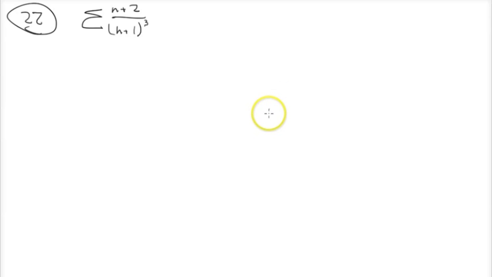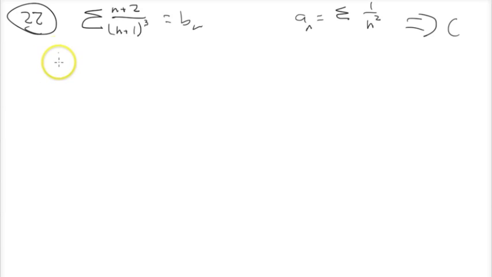So let's make our a of n the convergent series, 1 over n squared, that p-series, and we know that is convergent, right? And so this is going to be our b of n. So using the limit comparison test, we get the limit as n approaches infinity of a of n over, or actually, we're going to flip it around, b of n over a of n. It doesn't really matter which order you put it in.